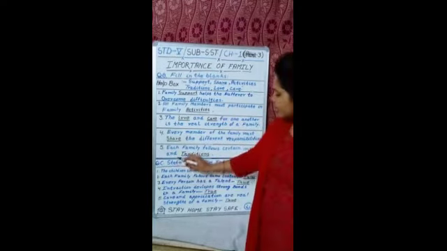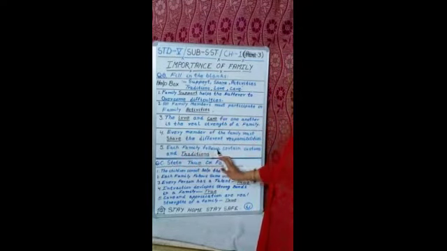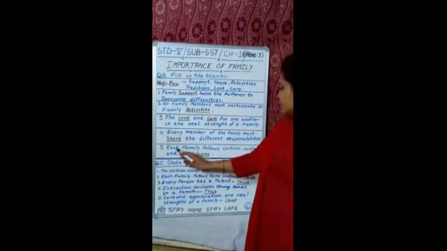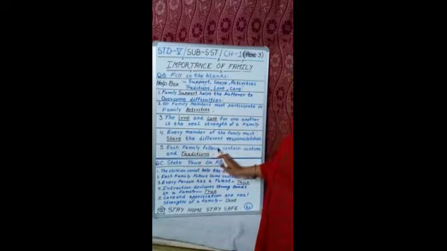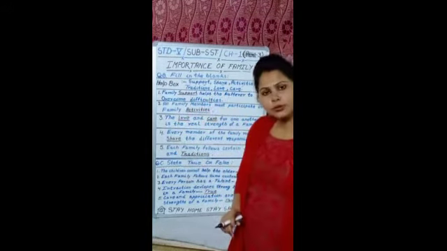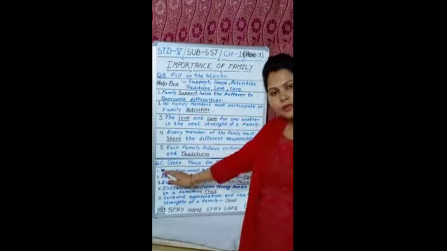Number 5 is there. Each family follows certain custom and, the last option just left, this one, tradition. So obviously it will be our answer. So each family follows certain custom and tradition. Right, children? So these are our fill in the blanks 1 to 5. Now move to our next question. That is the question number C.